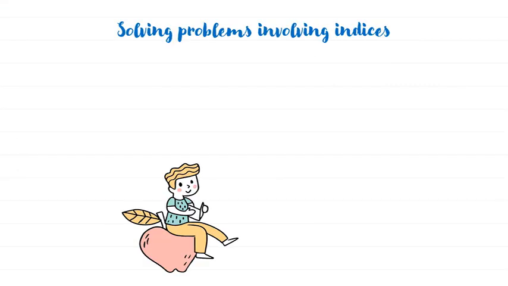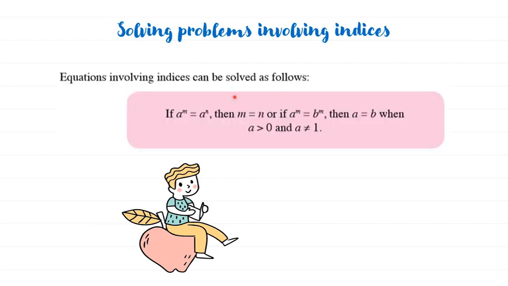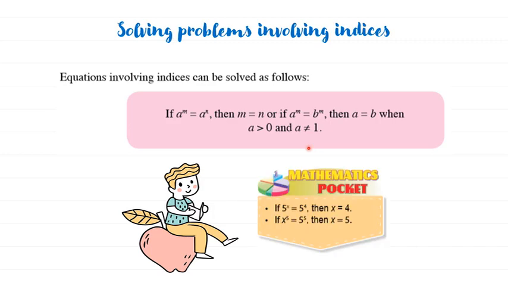Next we move to the second and the last objective for today's class, solving problems involving indices. Equations involving indices can be solved as follows. If a to the power of m is equal to a to the power of n, then m is equal to n. Or if a to the power of m is equal to b to the power of m, then a is equal to b, when a is greater than 0 and a is not equal to 1.